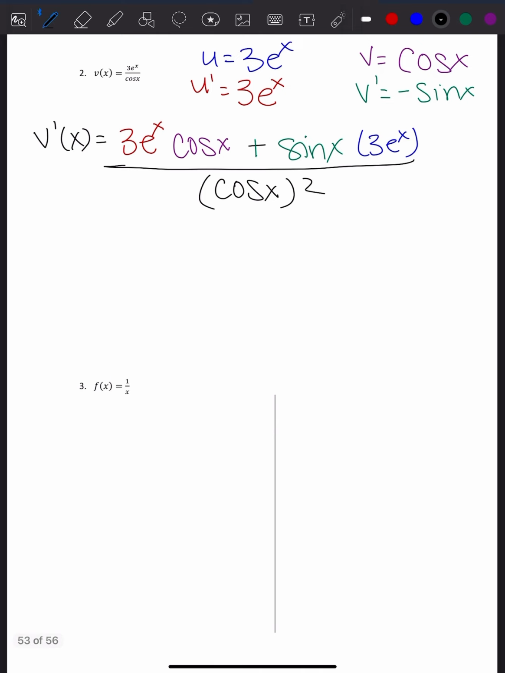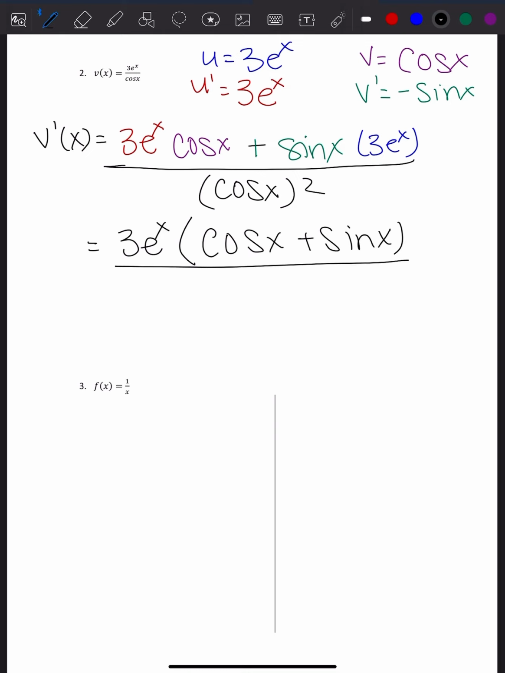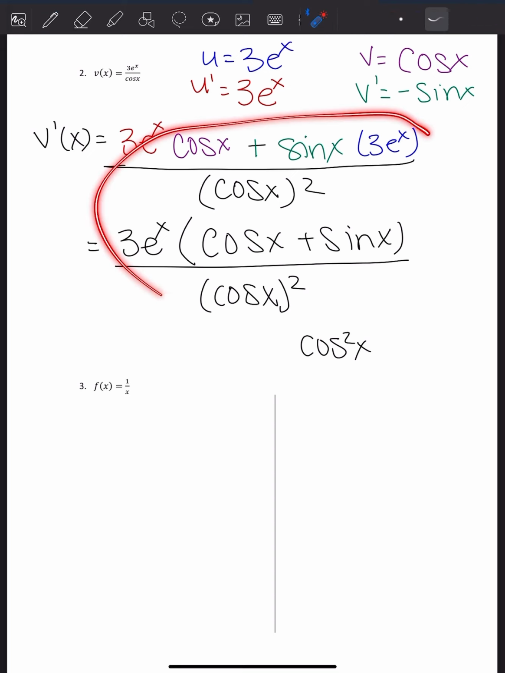So there's really not a lot that we can simplify here. The only thing that they may do is factor out the thing they have in common. The numerator has a 3e to the x in common, so they may factor it out to get something that looks like this. The other thing we could potentially do is write cosine squared as cosine squared instead. But that's really it. That would be more likely to be a multiple choice answer, and either one of these could be that answer.